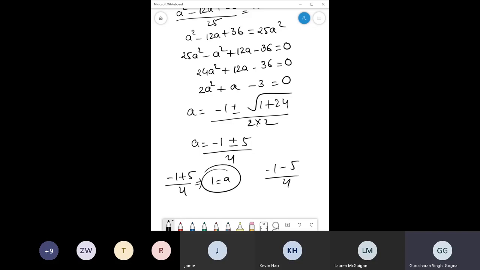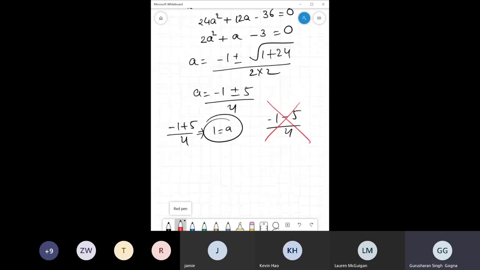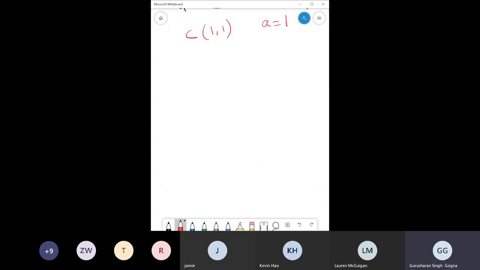So a is 1. And I will ignore the second value. Why? Because it is negative. A cannot be negative. And they already said in the question that the circle is in the first quadrant. So a cannot be negative, even for the center of the circle. So the center of the circle would be (1, 1), and the radius of the circle would be 1, because a is your radius. So finally, the equation of the circle is given by (x minus 1) whole square plus (y minus 1) whole square equals 1 square, which is 1.